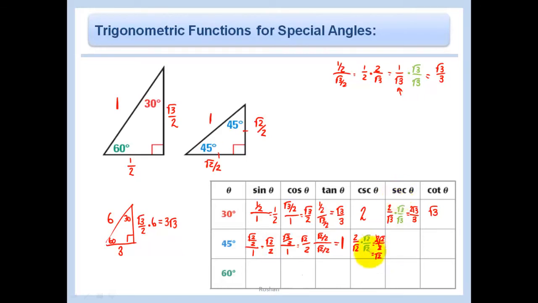Well, secant's obviously going to be the same thing since sine and cosine were identical, so I'm not doing all that work again. Cotangent, just flip over 1, which is still 1. Finally, let's do all the same work with 60 degrees.